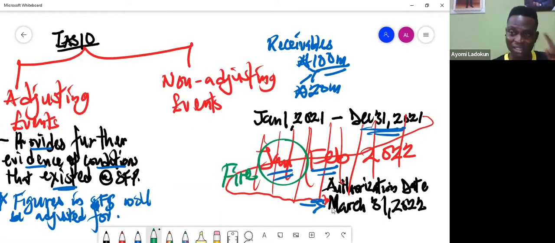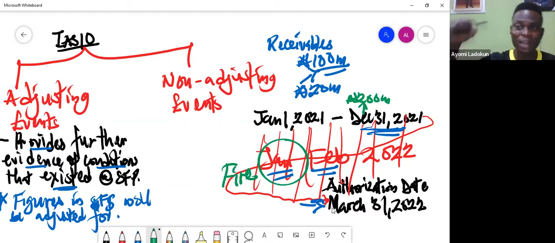So the question now is this, and meanwhile, as at the year end, the value of the property is 200 million. Nothing happened to the property as at the year end. The property was intact, but in January, fire occurred and it destroyed the property. The question is this: is that an adjusting event or a non-adjusting event?